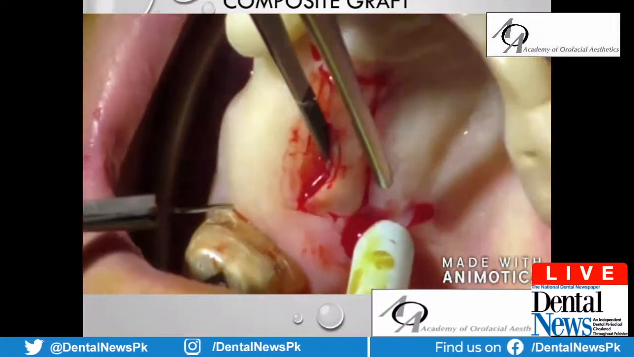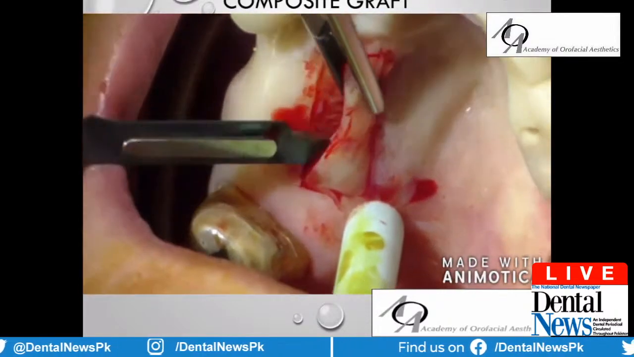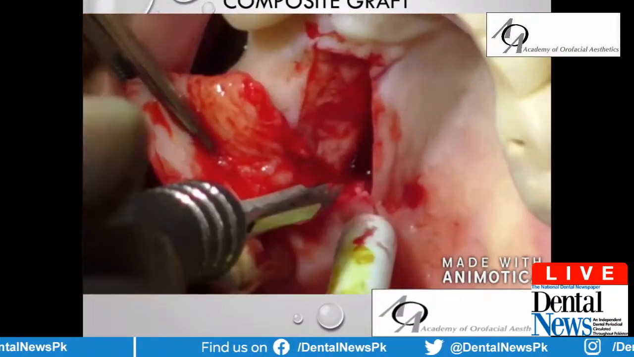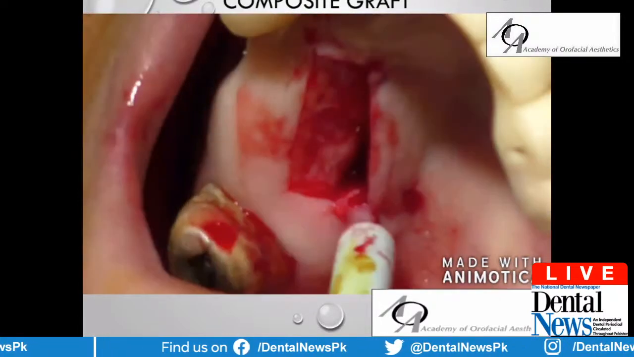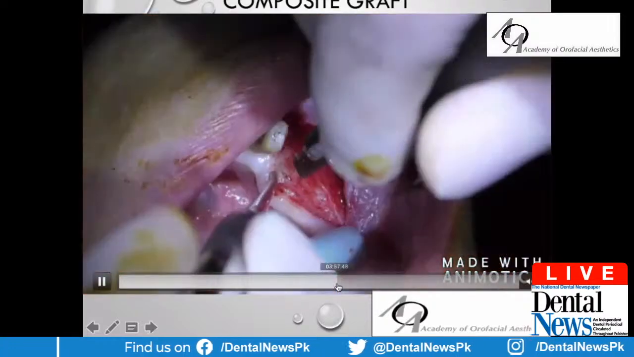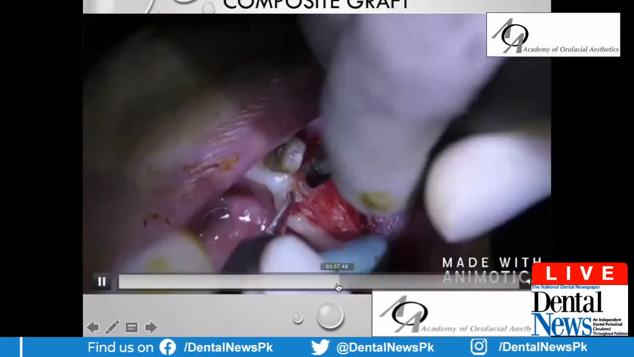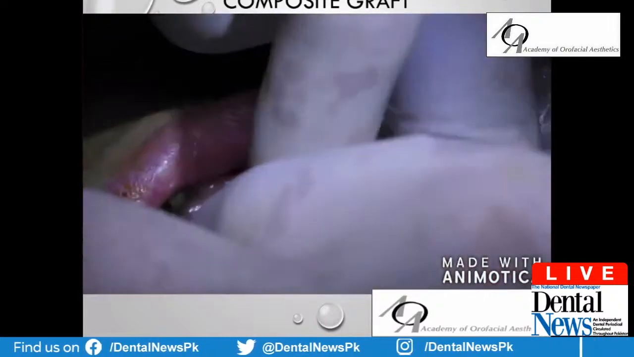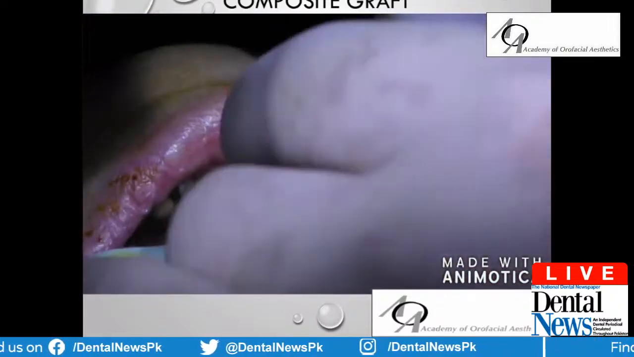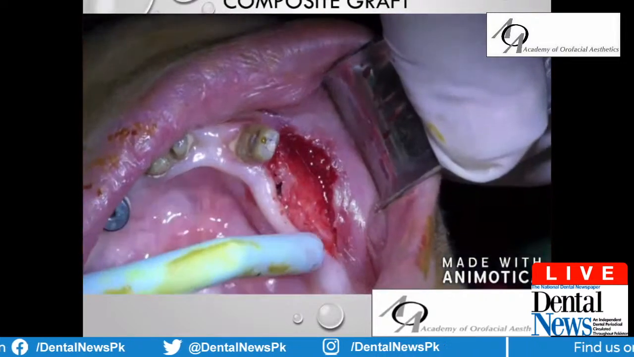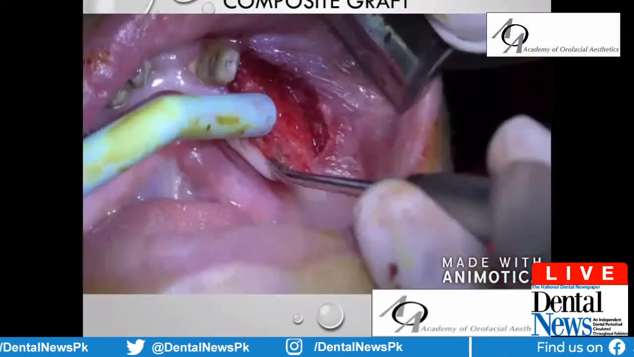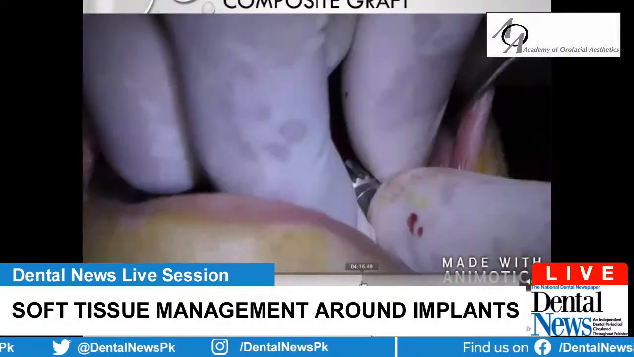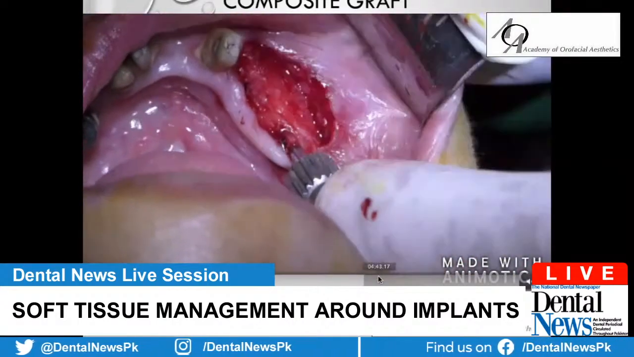Hold this part with the fine dissection. CT, we took it. Just small incisions to expose my implants. I didn't go subperiosteally. Took out another one.